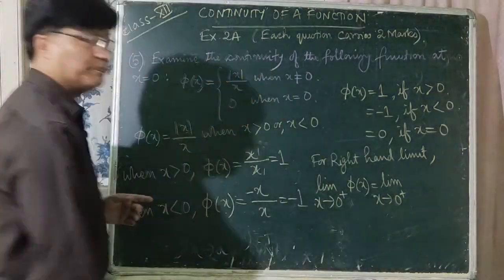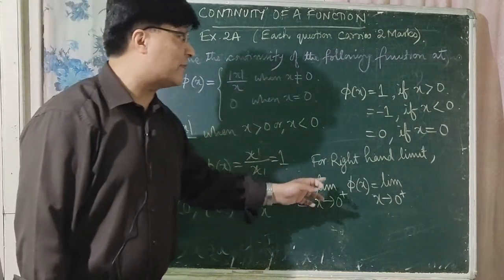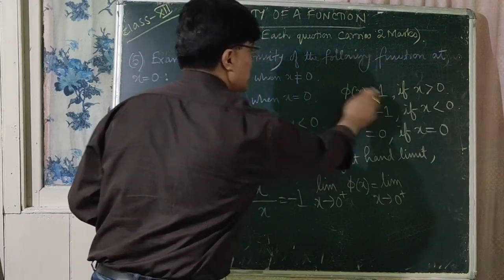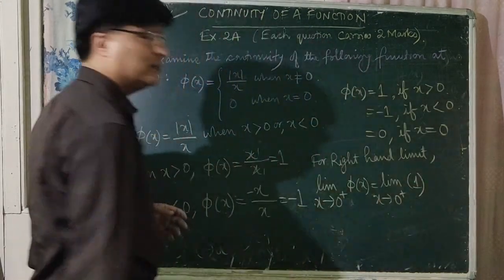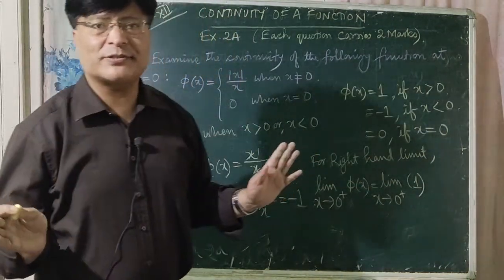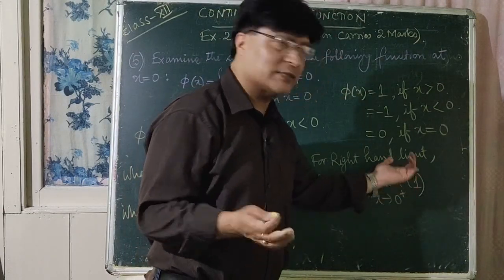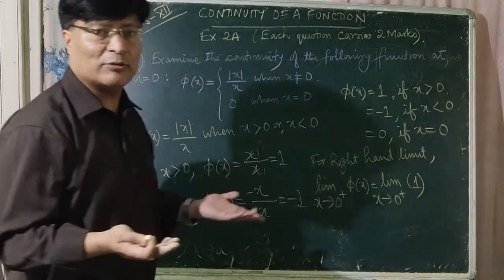So when x is greater than 0, what is the value for phi of x? It is 1, right? So we can write here 1. Is that clear? So now you know that 1 is free from x. If there is no x value, then in what would we put x is equal to 0 plus? We don't need to. That means you don't have to write down the limit here.